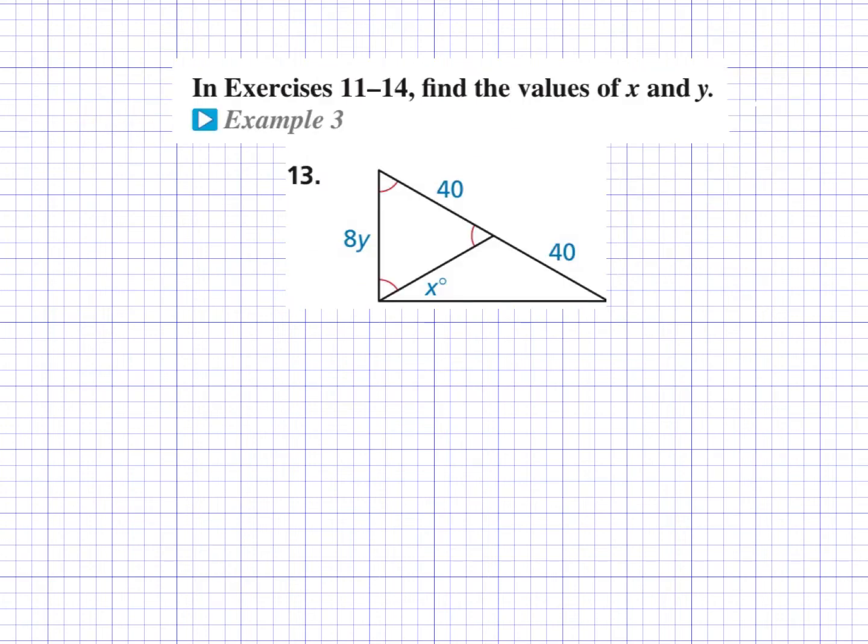All right, find the values of x and y again. Now these are just puzzles. Again, you see equiangular, which means these are all 60 degrees, okay? And this is a straight line. A straight line is 180, so that means this must be 120.